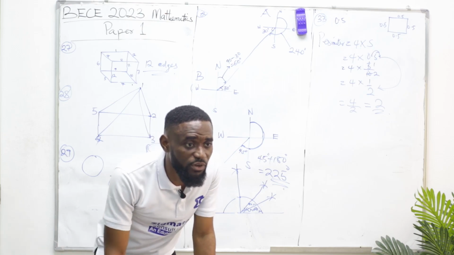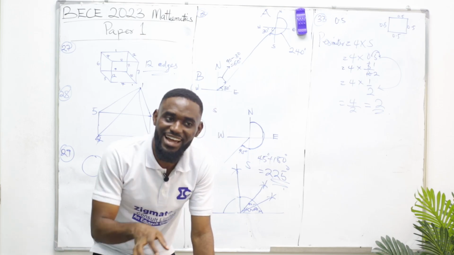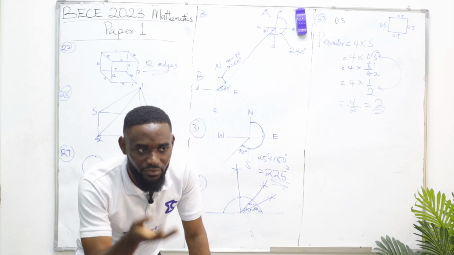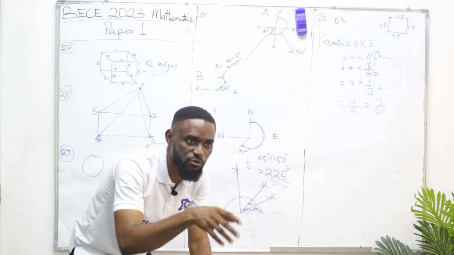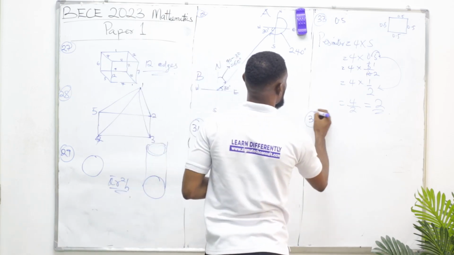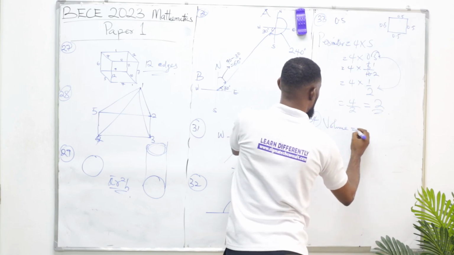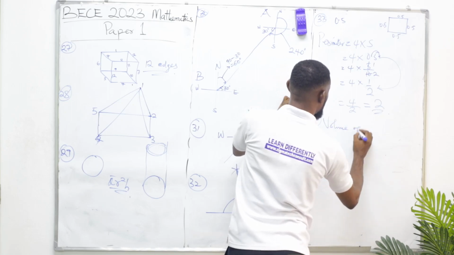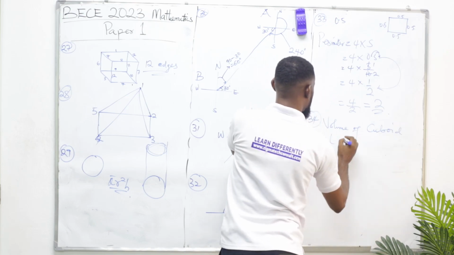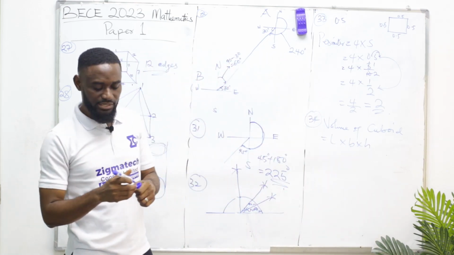So find the volume of a cuboid whose length, breadth, and height are 4 cm, 5 cm, and 6 cm respectively. All right? Find the volume of a cuboid. It's very simple and straight to the point. Volume of a cuboid is equal to length times breadth times height. That's what it is. Length times breadth times height.